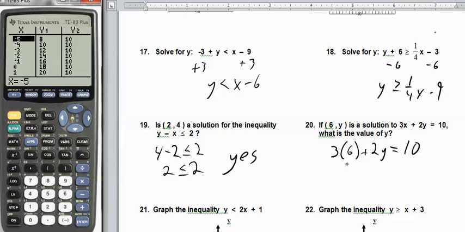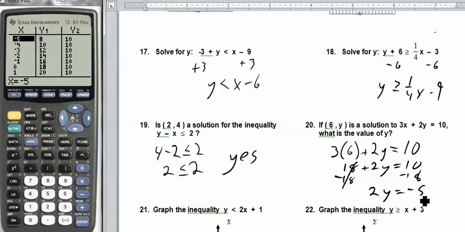Or we could do this by hand, and we'd have 18 plus 2y equals 10, minus 18. 2y equals minus 8. Divide both sides by 2, and y equals negative 4.